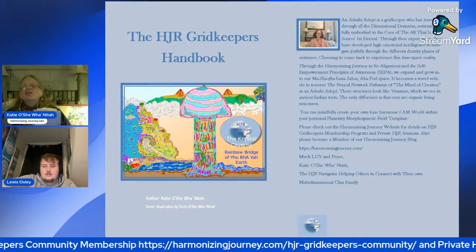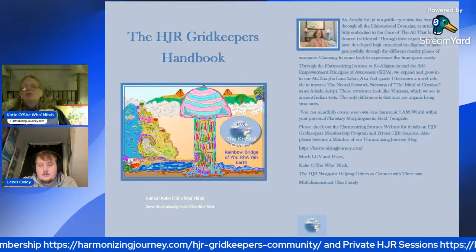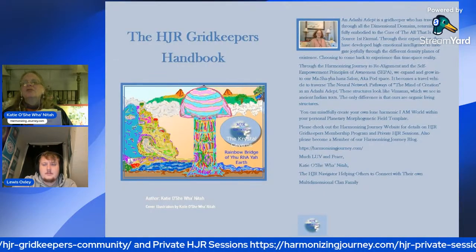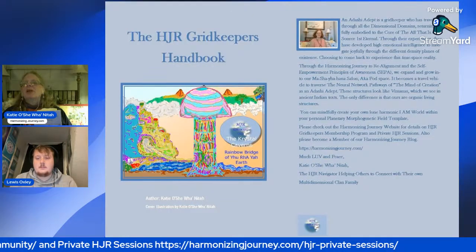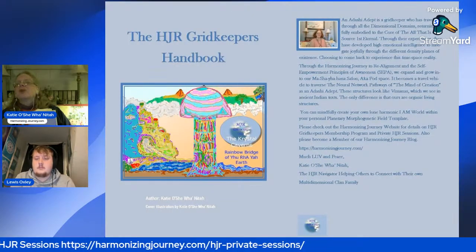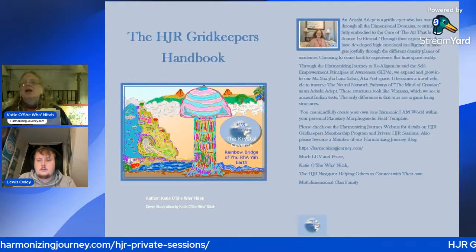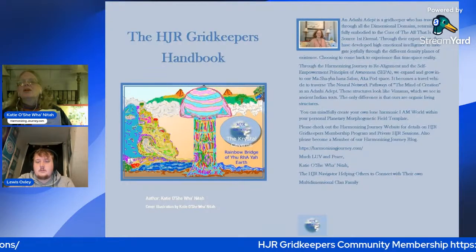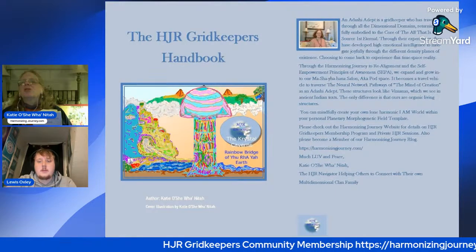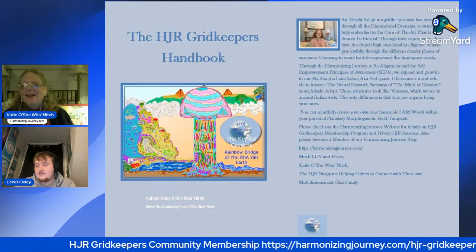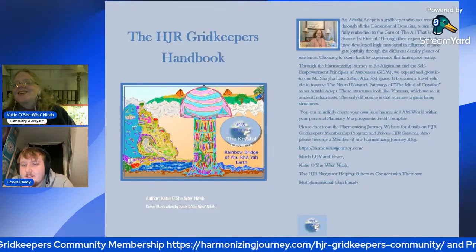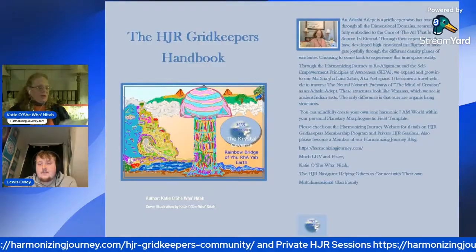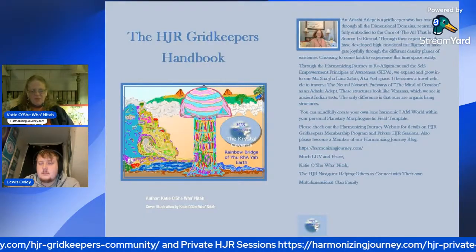So again, an Adashi, so looking at a Grid Keeper's Handbook. An Adashi Adept is a grid keeper who has traveled through all the dimensional domains, returning fully embodied to the core of the all that is, God Source First Eternal, through their experience. I can't read it, it's messed up with StreamYard. Wait a minute, I can read the back here. That's okay. There we go.